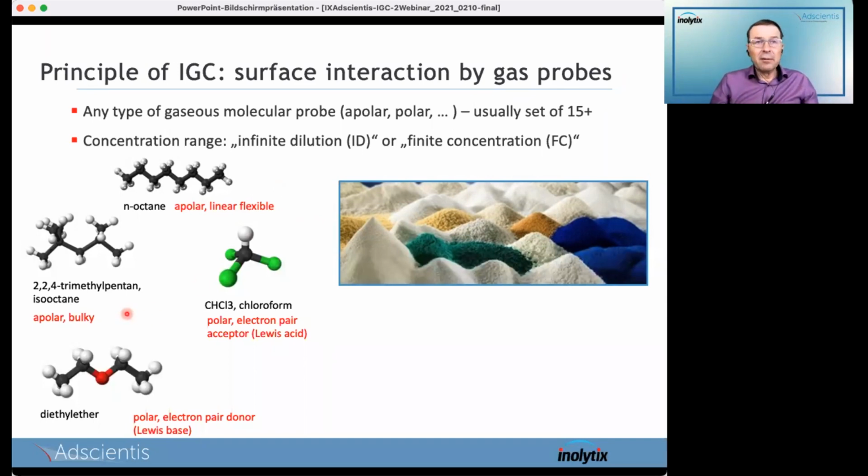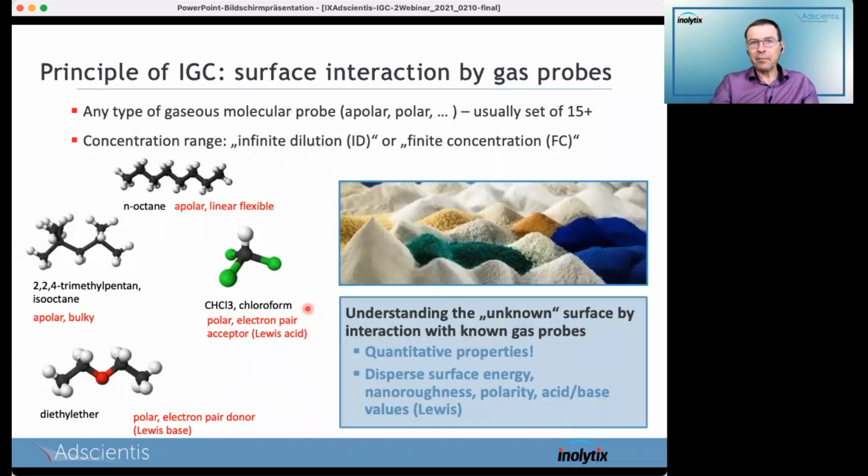We are also using more bulky molecules, like here we have isooctane. This gives some knowledge about the nano roughness, where it can come in, or cyclooctane about some solubility. But I've also, as an example, shown 2 extreme polar probes. One is chloroform, which is an electron pair acceptor, a Lewis acid, so it touches on the Lewis base centers of the surfaces. And diethyl ether is the other one. It is an electron pair donor, a strong electron pair donor. So here we touch the acidic sites of the surfaces.